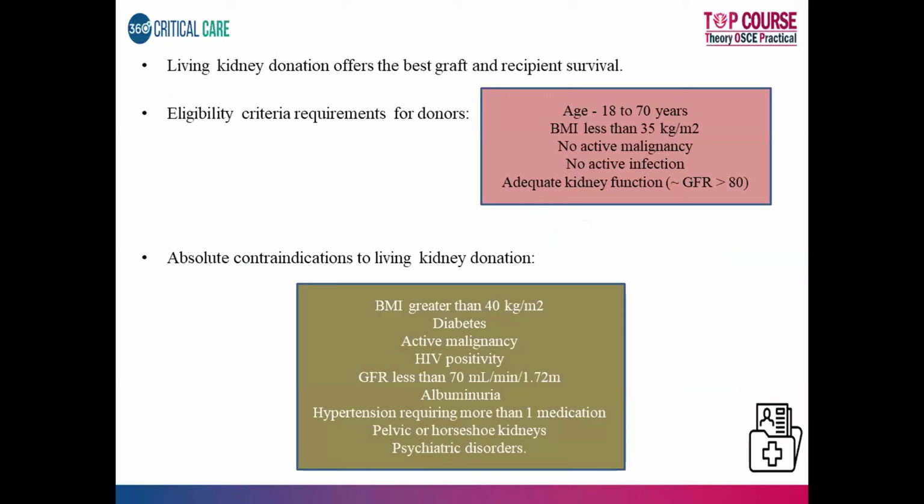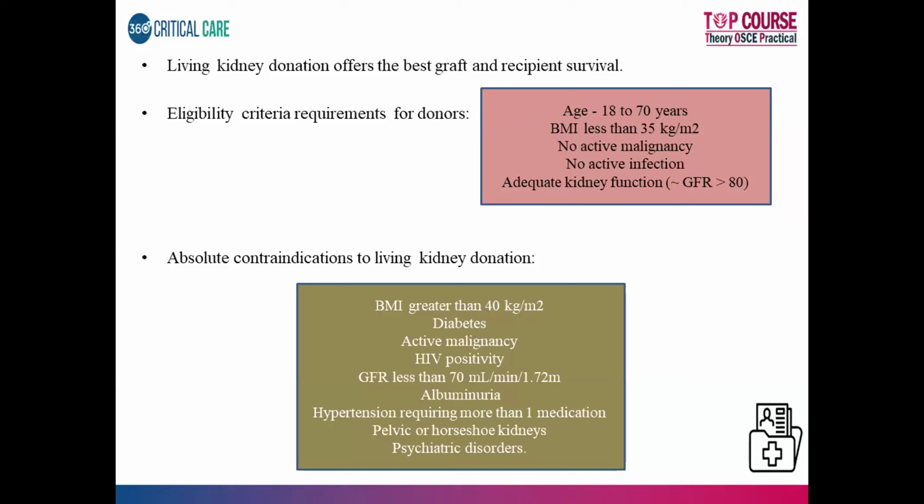Okay, this is very important, living donors. Living kidney donation offers the best graft and also the best recipient survival compared to deceased donors. Okay, but what is the eligibility criteria for these living donors? They should be in the age group of 18 to 70 years. Their BMI should be less than 35. There should be no active malignancy or no active infection and their estimated GFR should be more than 80. Okay, so these are the eligibility criteria for living donors.